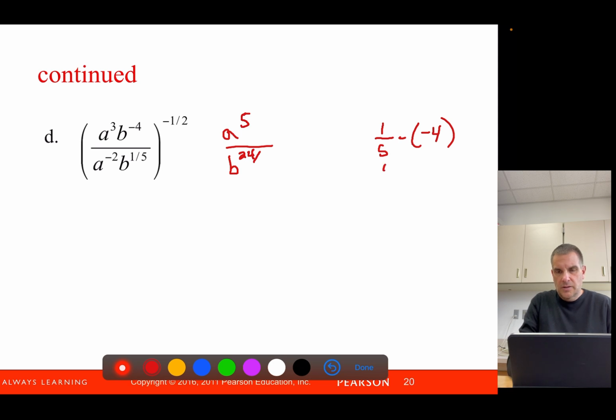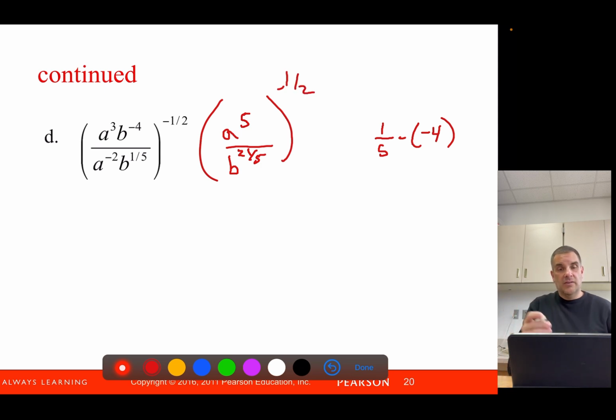I'll just do it over here. So 1/5 minus negative 20, or so 21. Sorry, it should be 21/5. It should be 21/5. Okay. So 21/5. Then we have to take all that to the negative 1/2.